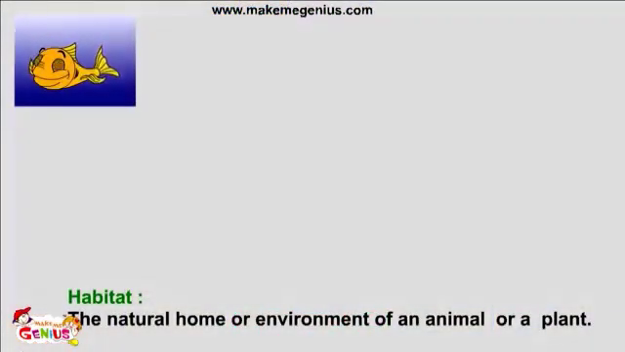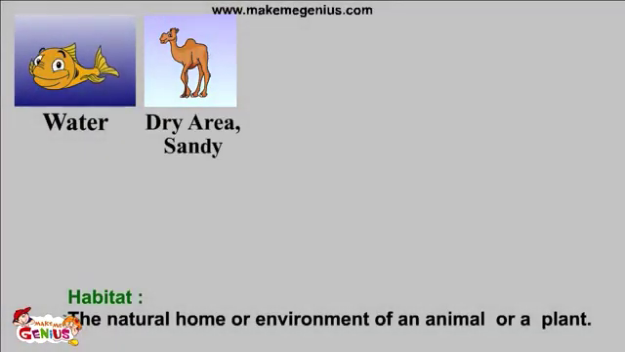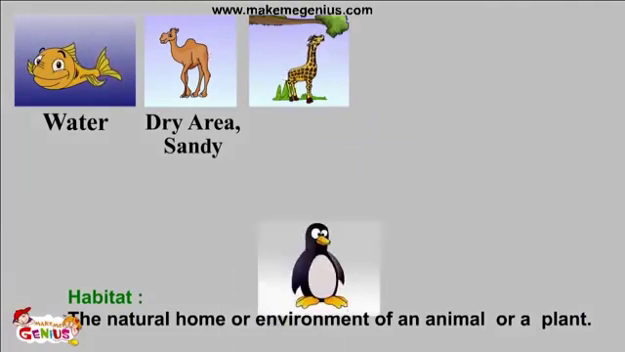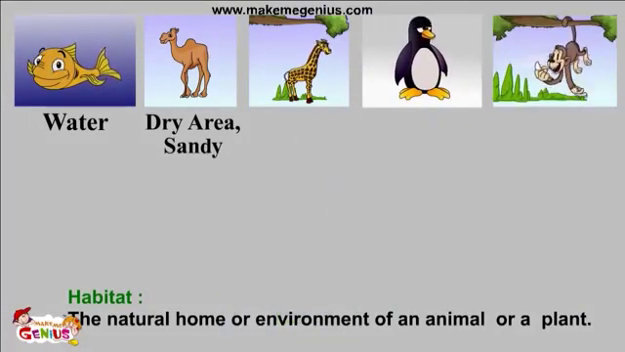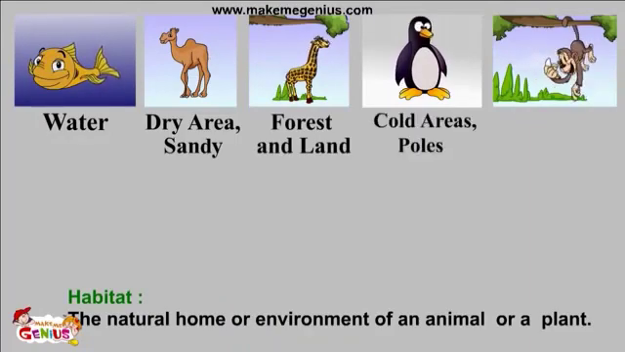Oh, it is a fish. Its natural home is water. Yeah, water is a habitat for fish. What about a camel? Where does he live? A camel lives in a dry and sandy place, so the desert is his habitat. Good. And tell me, what about giraffe, penguin and monkeys? A giraffe lives in a forest, penguin lives near the poles, and monkeys live on trees.